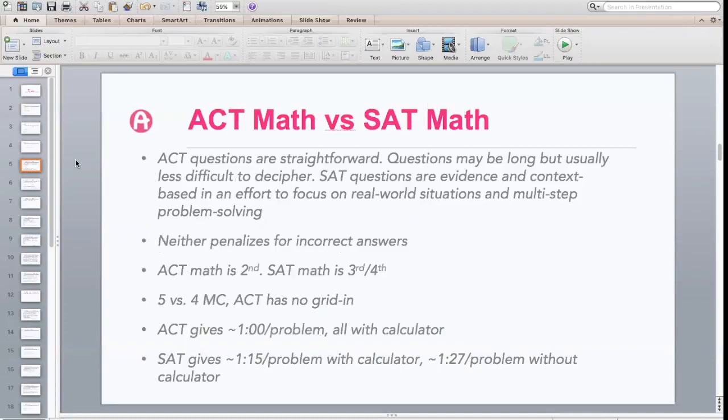And when you look at the math with the times, the ACT gives a minute a problem, and you can use a calculator throughout the section. Whereas the SAT gives about a minute and a quarter with the calculator and about a minute and a half without one. So typically, the general rub of the ACT is that it is a more time-pressured test. And we see that here with the math.